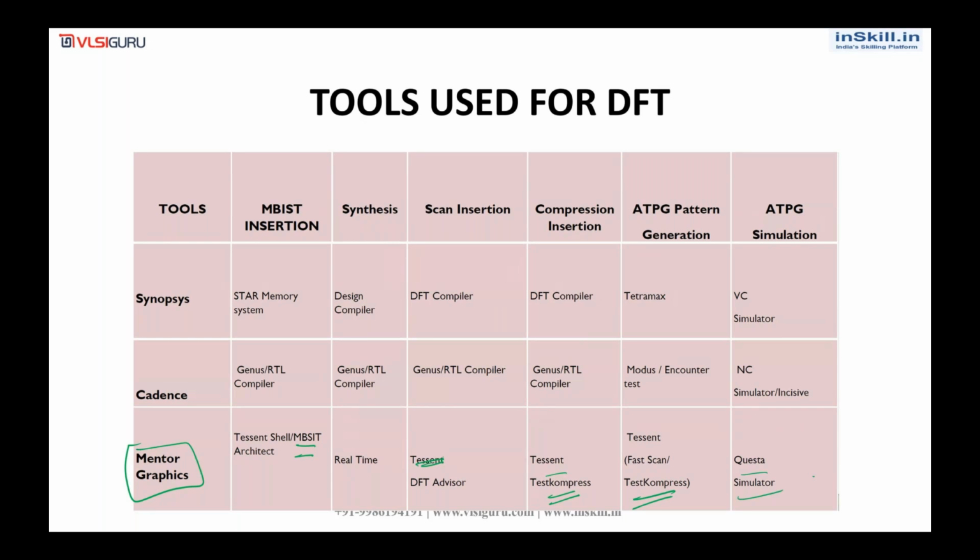For synthesis alone, we will be using the Synopsys tool, which is the DC Compiler. All the other tools are Mentor Graphics Tessent tools. For MBIST, Tessent MBIST; for scan, Tessent Scan; for scan compression and ATPG, Tessent TestCompress; and simulation is QuestaSim. For synthesis alone, we will be using the Synopsys DC Compiler. At one stage we need to perform synthesis, so during our labs, for that we will make use of the Design Compiler Synopsys tool.